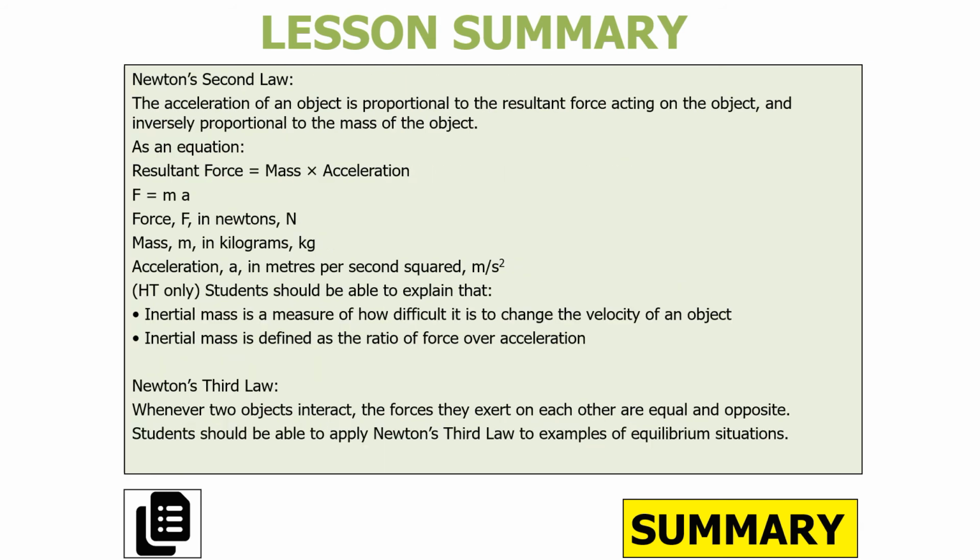Newton's second law is that the acceleration of an object is proportional to the resultant force acting on the object, but inversely proportional to the mass of the object, which as an equation is F equals ma. You should also be able to explain that inertial mass is a measure of how difficult it is to change the velocity of an object, and inertial mass is defined as a ratio of force over acceleration. Now Newton's third law is that whenever two objects interact, they exert forces on each other that are equal yet opposite. And you should be able to apply Newton's third law to examples of equilibrium situations.